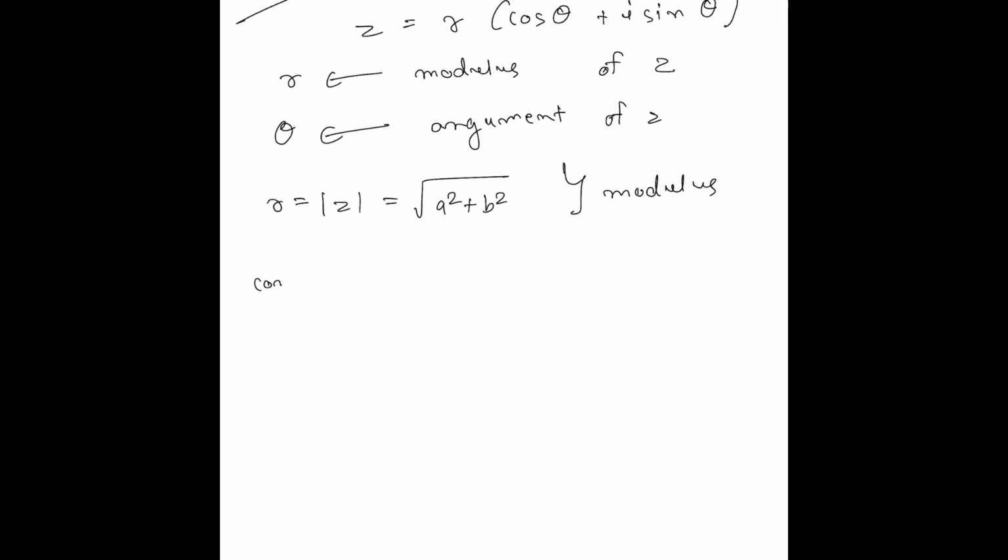Now for the conjugate, denoted by z with a bar on its head, we can find it by a minus iota b.